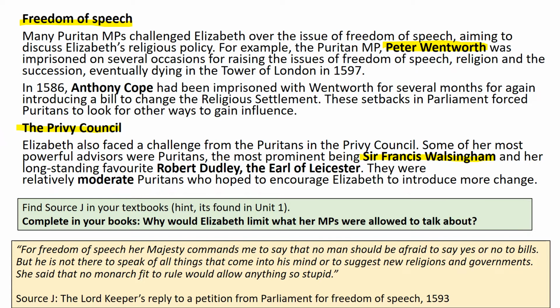Robert Dudley, it was rumored that he and Elizabeth had a relationship, nothing to be confirmed, but there were rumors. He was a relatively moderate Puritan as well, who hoped to encourage Elizabeth to introduce more change into the church. So let's go ahead and make a few notes about the freedom of speech, as well as the Privy Council. And then we'll come back and we'll look at source J together.